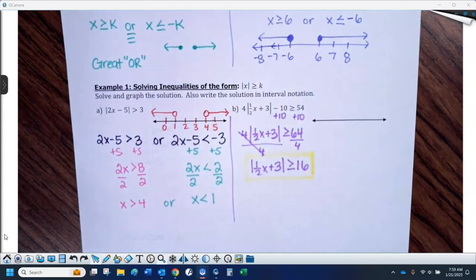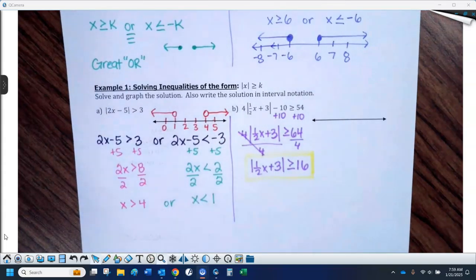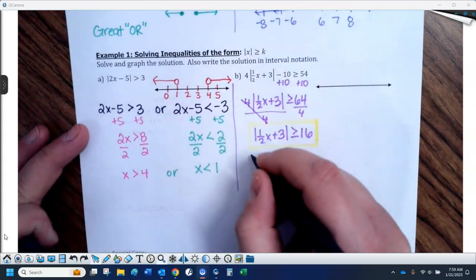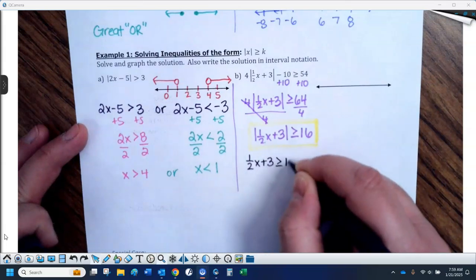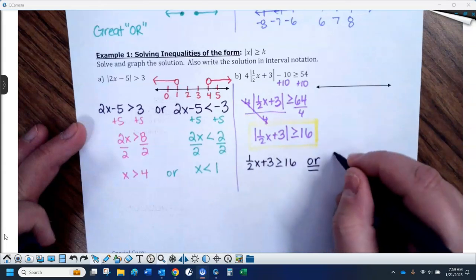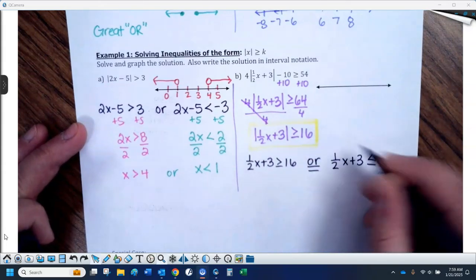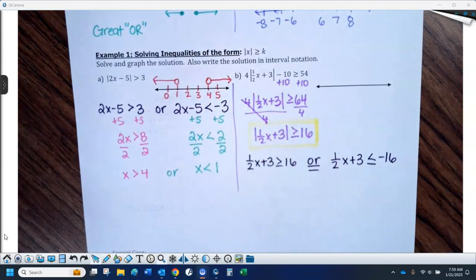Okay, now this is where we have our absolute value alone here. This is where we want to split and use the definition. So I have absolute value greater than or equal to 16. So we're going to split that into 2 inequalities. Drop your absolute value, just copy 1/2 x plus 3 greater than or equal to 16, or copy what's in the absolute value, 1/2 x plus 3. We're going to flip the sign and we're going to flip the number. And again, just solve these like 2 separate little inequalities and we'll put them on the same graph.